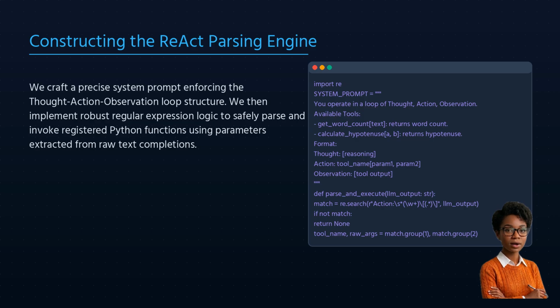In Python, we utilize regular expressions with robust capture groups to extract the intended tool name and parse its parameters safely into native floating point or clean string variables. This regex parser functions as the translation layer between the raw natural language outputs of the LLM and the strict syntax required by our local Python interpreter.